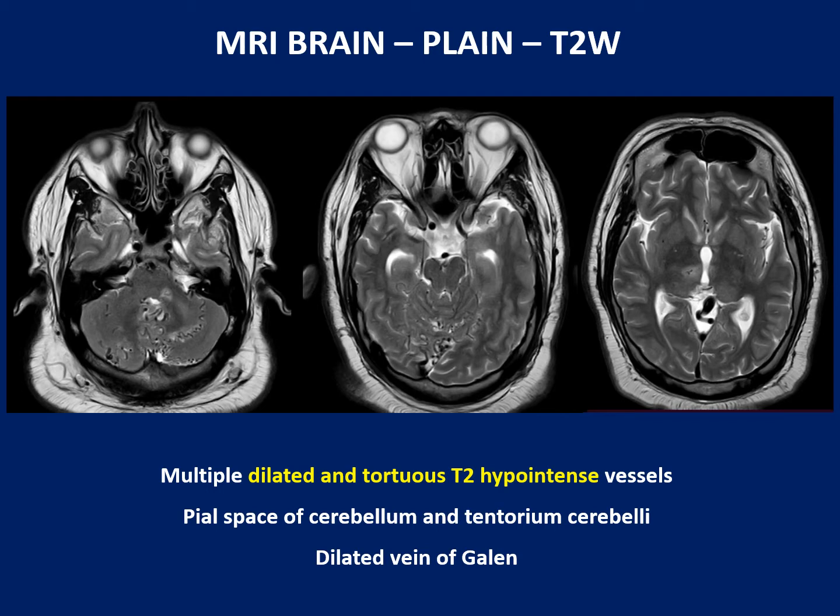Here we are able to see multiple dilated and tortuous T2 hyperintense vessels in the pial surface space of the cerebellum and along the tentorium cerebelli. There is also a dilated vein of Galen seen here. Apart from this, we are able to see T2 hyperintensities in the left pons, brachium, as well as in the right thalamus.